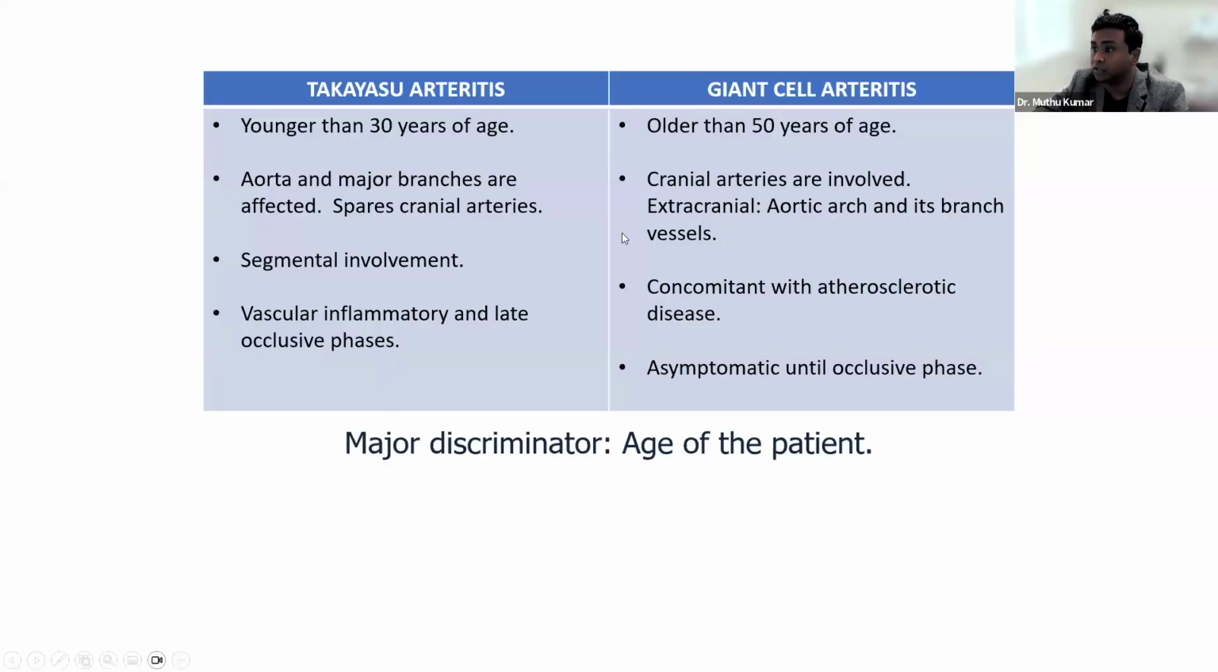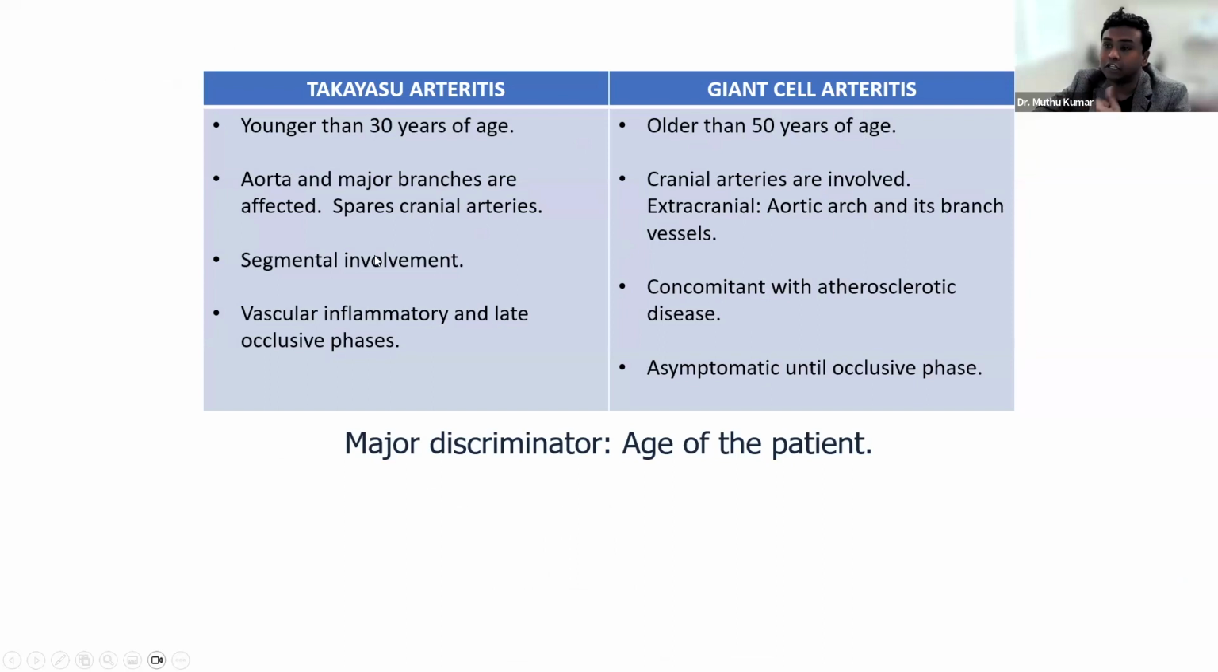So as we differ from the Takayasu and giant cell, Takayasu is preferably in the younger population, 30 years. Giant cell is more on 50 years of age. Aorta and major branches are affected in Takayasu and it spares the cranial arteries, whereas in giant cell, aortic arch, branch vessels, and cranial arteries are involved, as in our case.